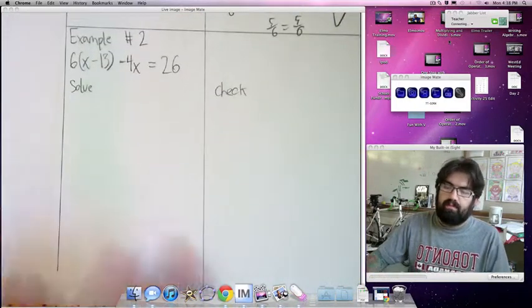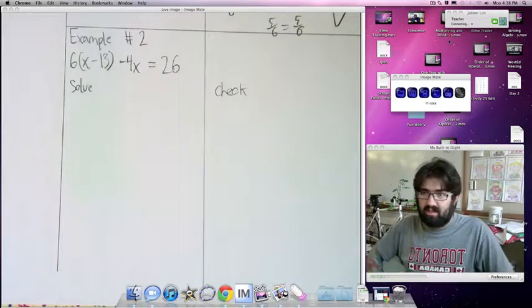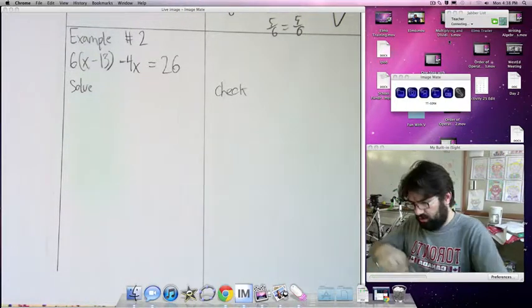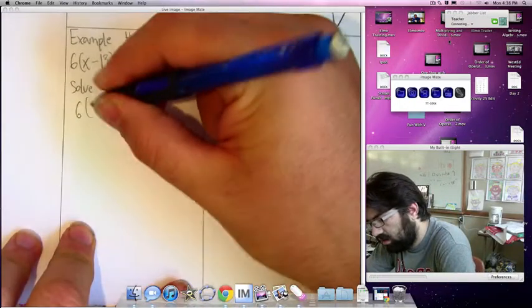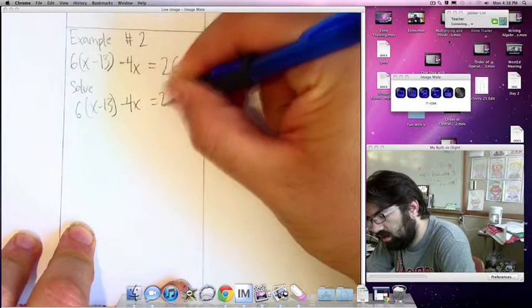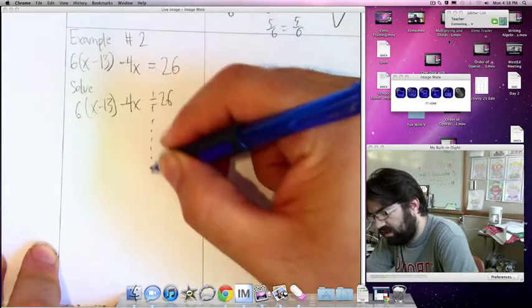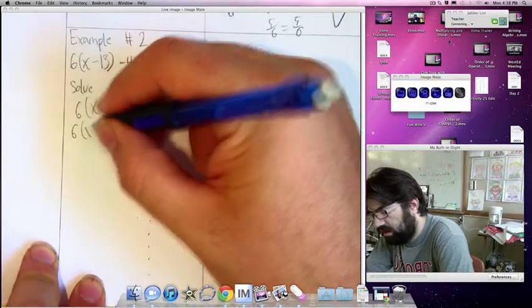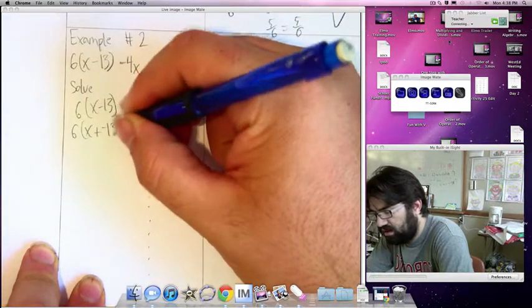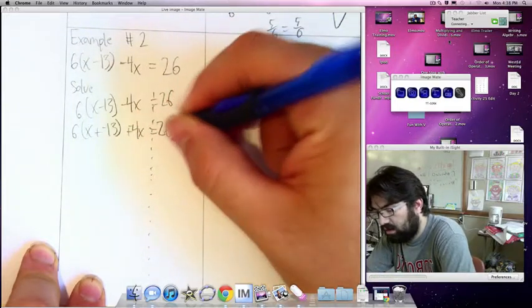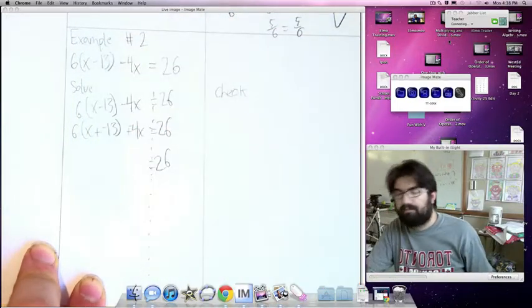Number 2. 6 times the difference of x minus 13, minus 4 times x, is equal to 26. So let's just go and start. Balance line. First thing, always balance line. I think I'm going to need all my space. I'm going to rewrite 6 times x plus negative 13 minus 4x, or plus negative 4x. 26 isn't going anywhere.